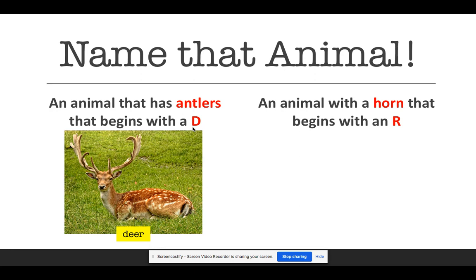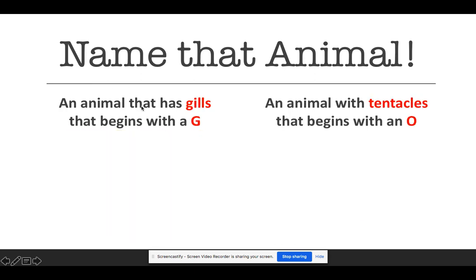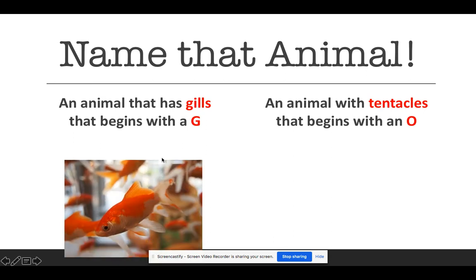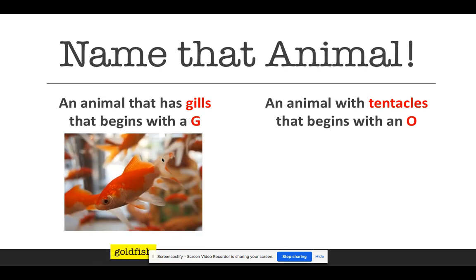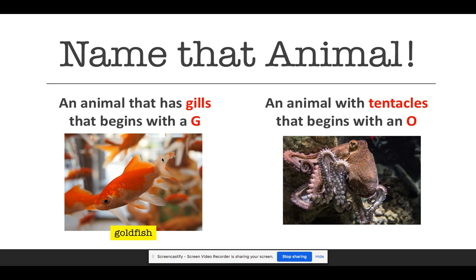It's a deer. Next, we have an animal with a horn that begins with an R. It looks like this. Shout it out if you know it. A rhinoceros. Here we go, an animal that has gills and begins with a G. Here's a picture. Goldfish. An animal with tentacles that begins with an O. Here's a picture of it. This might be a little more tricky.